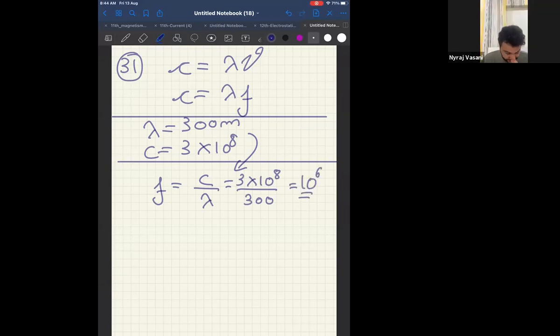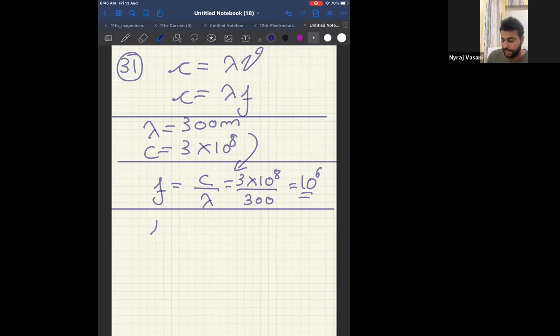Ten power 6. Correct. Now, I got the value for frequency. Now, what they are saying, what is the value for inductance for a resonant circuit? Now, tell me, what is the formula for a resonant circuit?